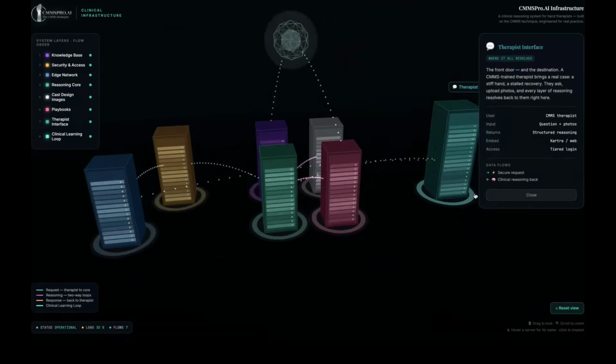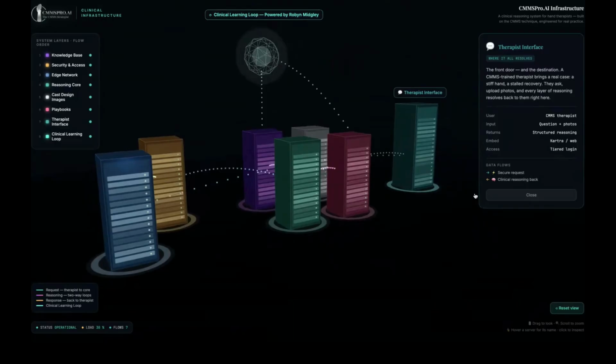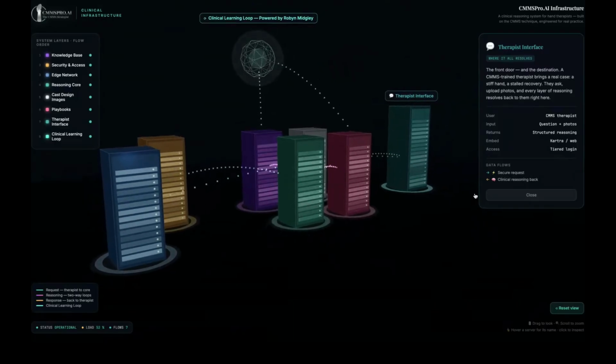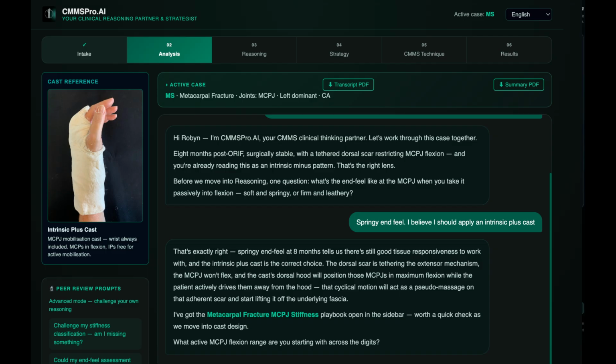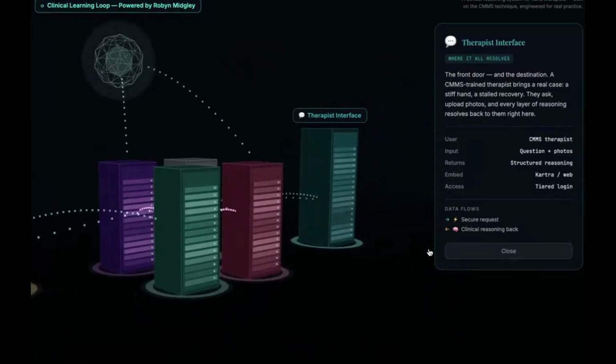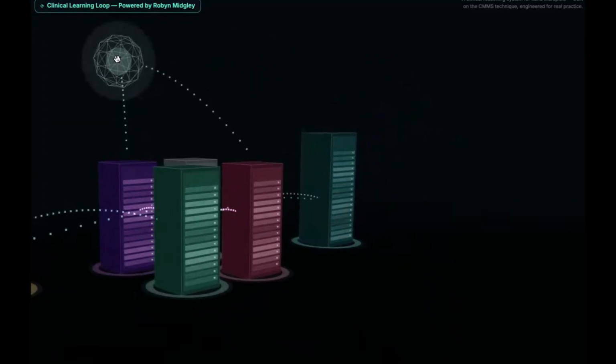This is where structured clinical reasoning lands with the therapist who asked the question. So everything is ultimately directed back towards the front door it came from, which is the therapist interface. Above the infrastructure sits the clinical reasoning loop. And this is the part that's deliberately clinician-led.